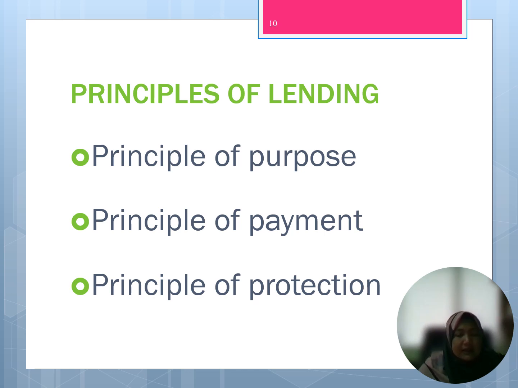So basically, in lending activities, there are principles of lending for a bank. They need to fulfill these principles when they do lending activities. They should hold the principle of purpose, the principle of payment, and the principle of protection. What is the principle of purpose? It means the bank checks properly the purpose of the loans, whether it's for a good purpose or not, so that the loan has a real, concrete purpose.